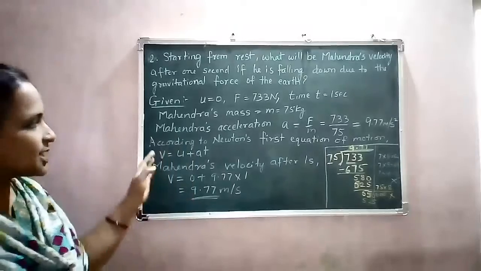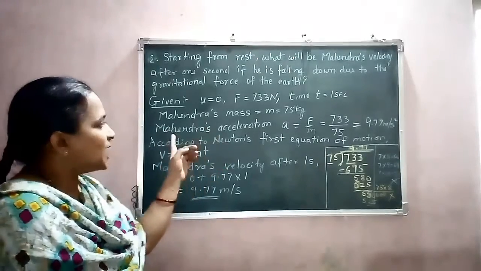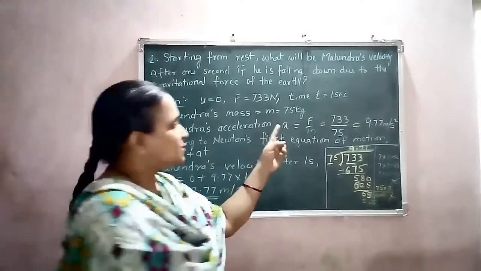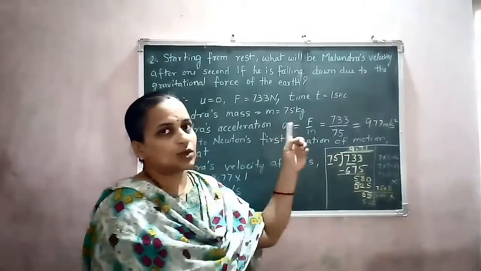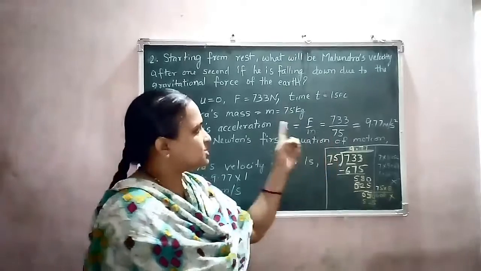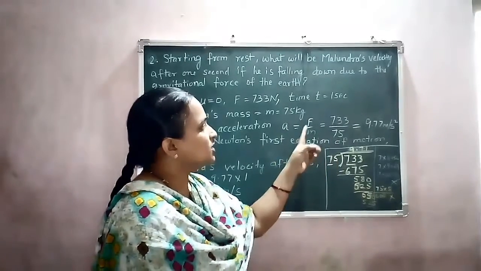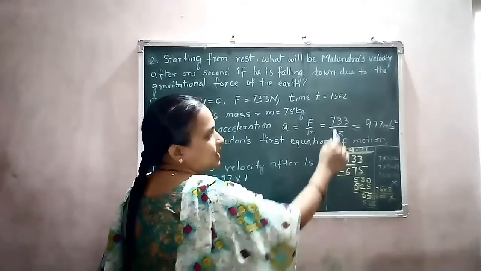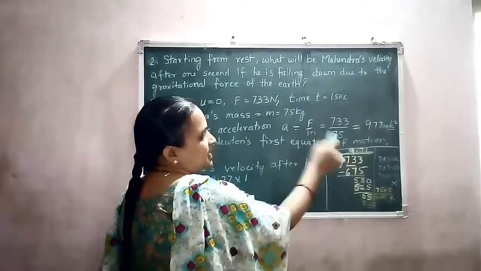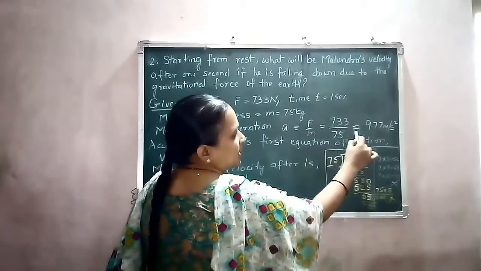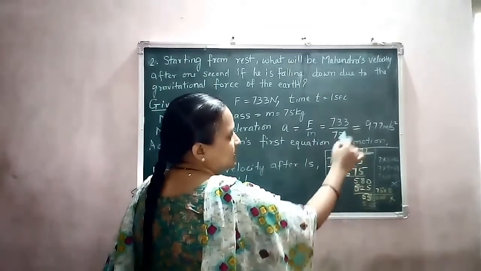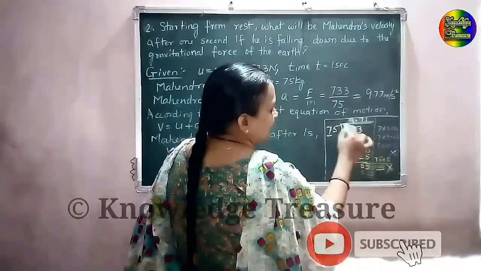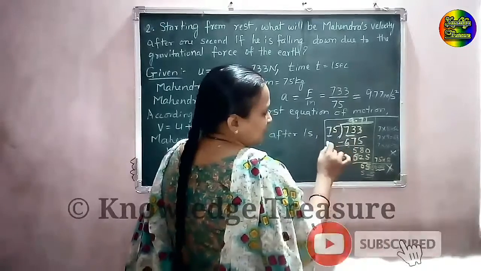Now, using Newton's second law of motion, we are finding out Mahindra's acceleration. Newton's second law of motion tells us F is equal to m into a. So acceleration a is equal to F upon m. F is 733 Newton upon m. Mass of Mahindra is 75 kg. So what are you getting? 733 upon 75. Then let us see this 733 upon 75.